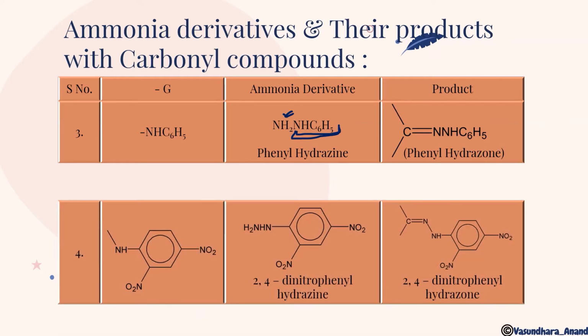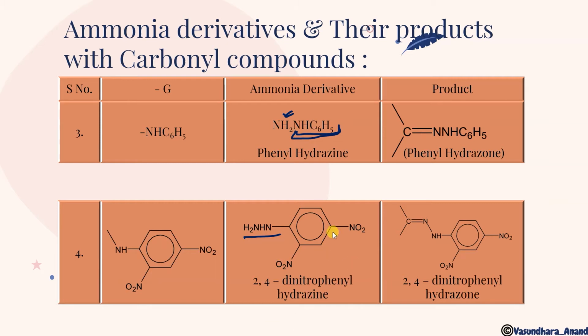Next is 2,4-DNP, 2,4-dinitrophenylhydrazine. In this, what we will do, this is the hydrazine, NH2 NH2. One H will be replaced by 2,4-dinitrophenyl, the phenyl benzene ring.